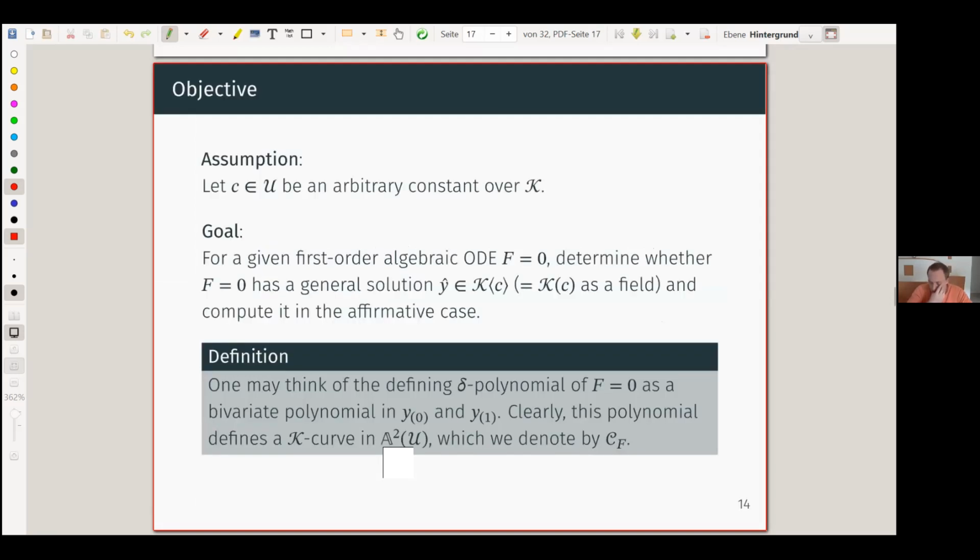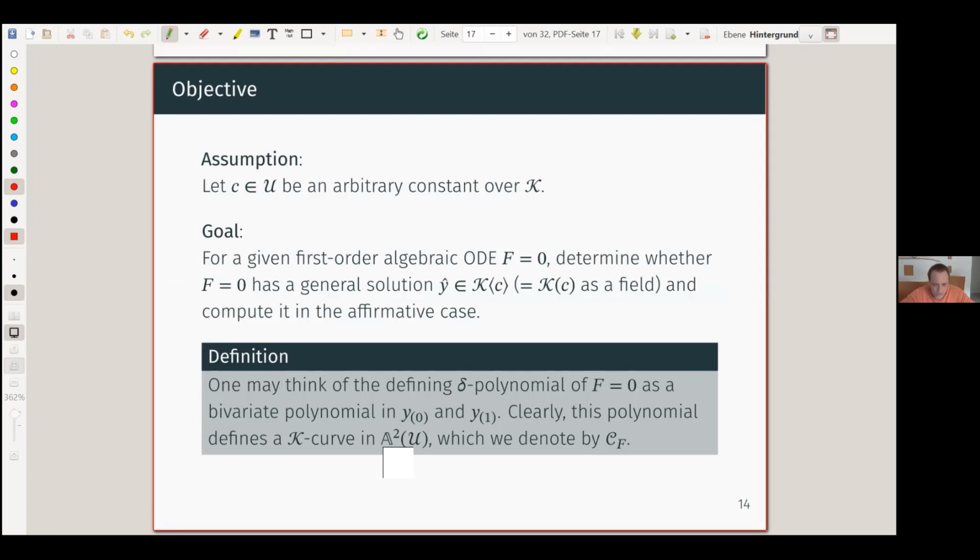And now finally to my actual aim and goal of the talk. For this, I will let C be an arbitrary constant over K, which is contained in my universal differential field. By an arbitrary constant, I mean just a constant, which means delta of C is equal to 0, which is transcendental over K.